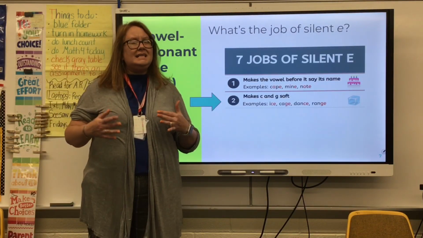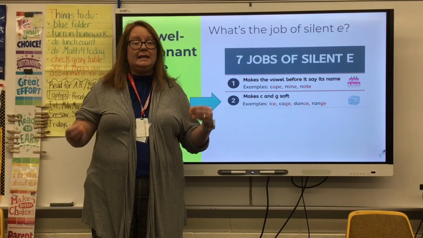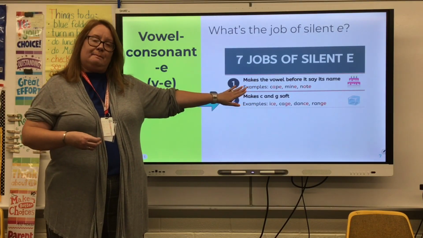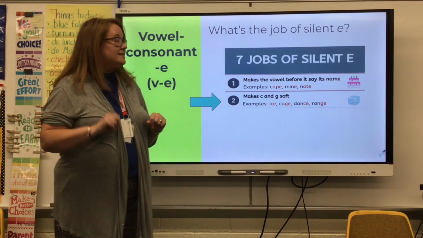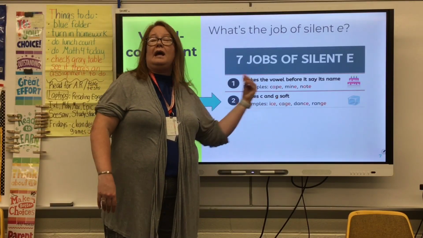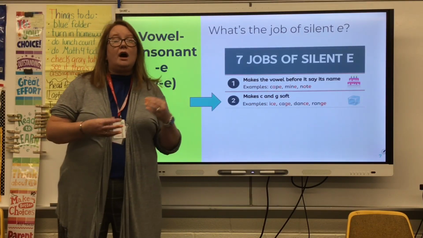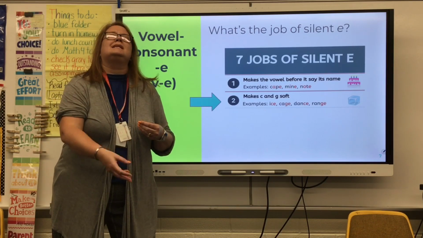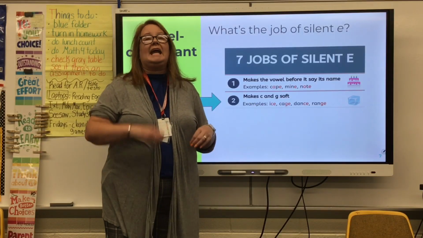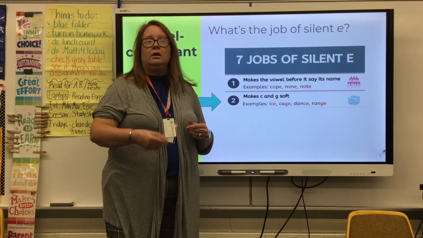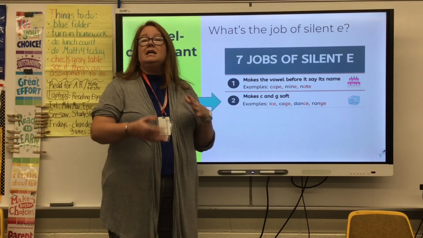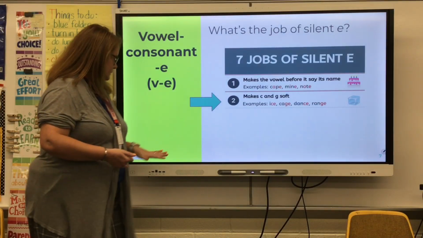Now, like I said, there's lots of jobs for the silent E at the end of a word. The main job is to get that first vowel to say its name, but it can also have some other jobs. And the second job that you're going to notice is it makes a C and a G at the end of a word soft. A soft C doesn't say k, it says s and makes that S sound. A soft G doesn't say g, it says j and makes that J sound. So another job for that silent E at the end is to turn those letters into their soft sounds.